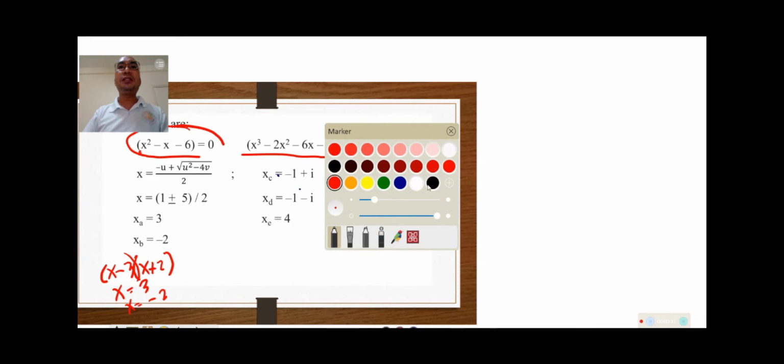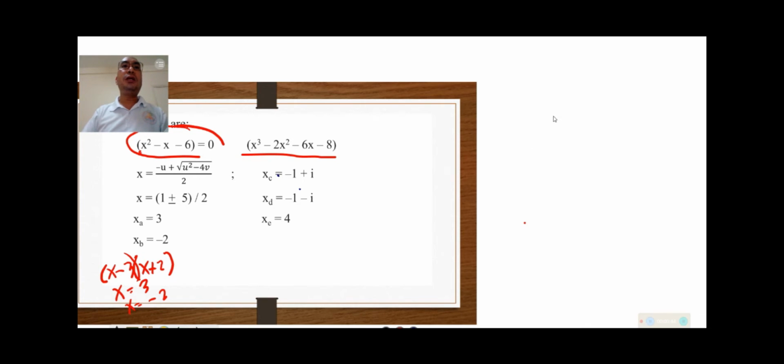The same process still applies for finding the roots of x cubed minus 2x squared minus 6x minus 8, or getting the values of x for the equation. So we will still be using synthetic division. We will place here the coefficients 1, negative 2, negative 6, and negative 8. But the problem is, what shall be used as a divisor for the equation?